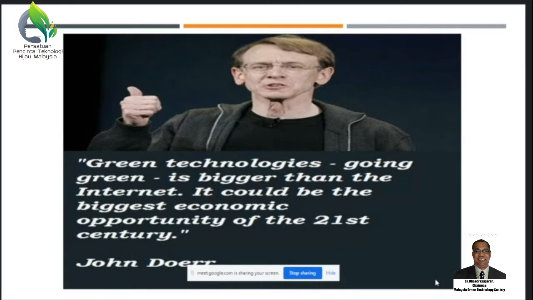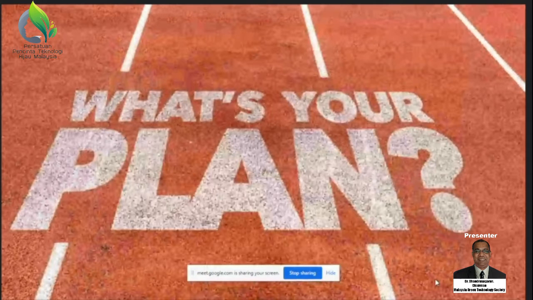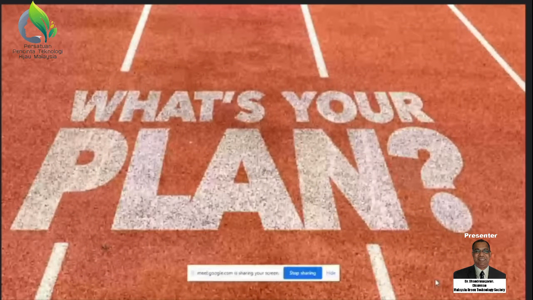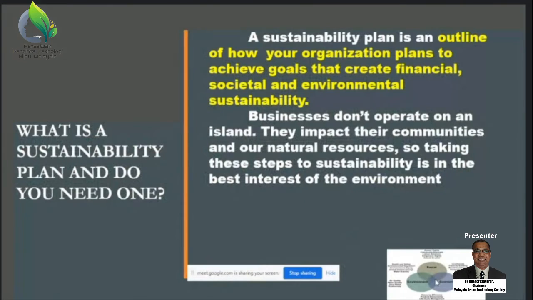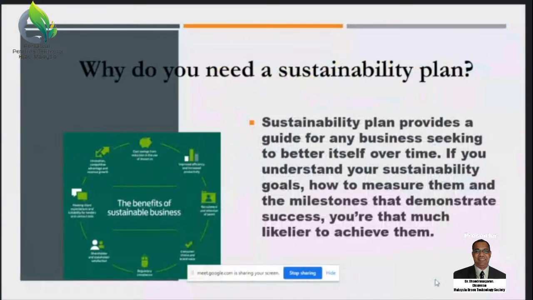Now, taking all this into account, what's your plan for sustainability? Let's look at the plan. What is a sustainability plan and do you need one? A sustainability plan is an outline of how your organization plans to achieve goals that create financial, societal, and environmental sustainability. Businesses don't operate on an island. They impact their communities and our natural resources. So taking these steps toward sustainability is in the best interest of the environment.